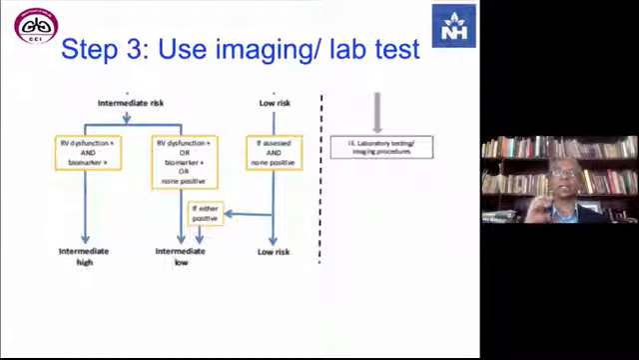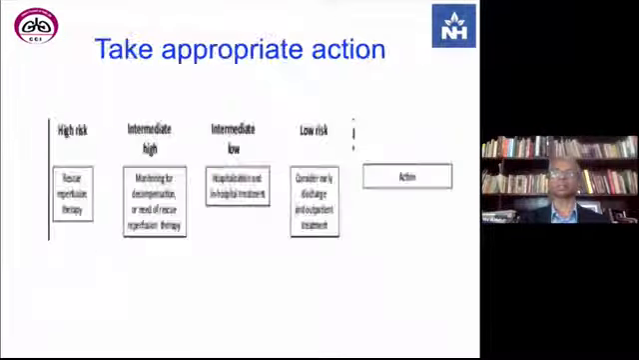If the person is at intermediate risk and has either biomarkers or RV dysfunction on imaging, then the person is intermediate low risk. If the person has RV dysfunction and biomarkers both positive, the person is intermediate high risk. If all are negative, then he's at low risk.